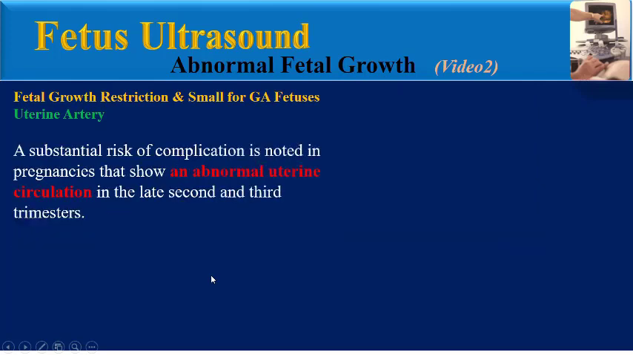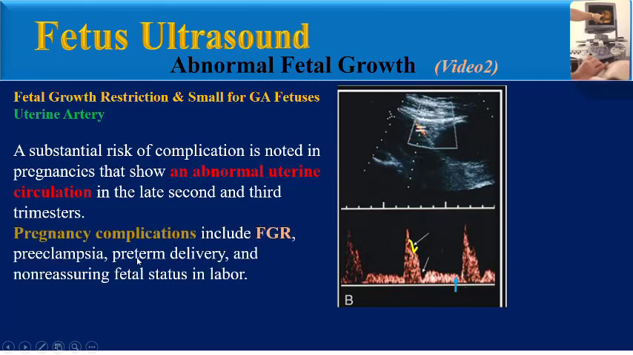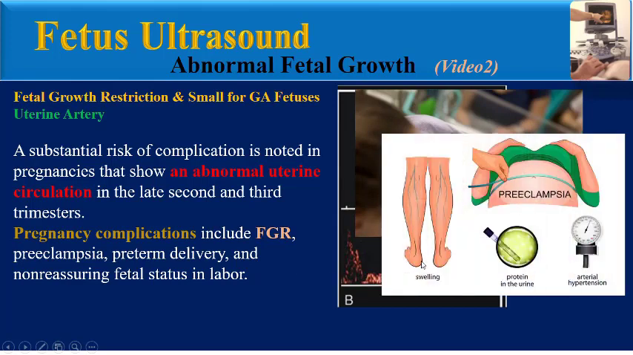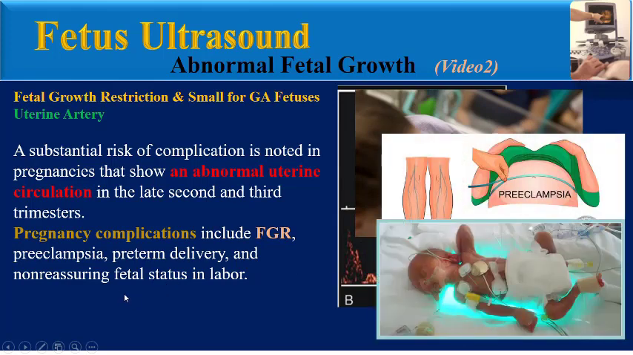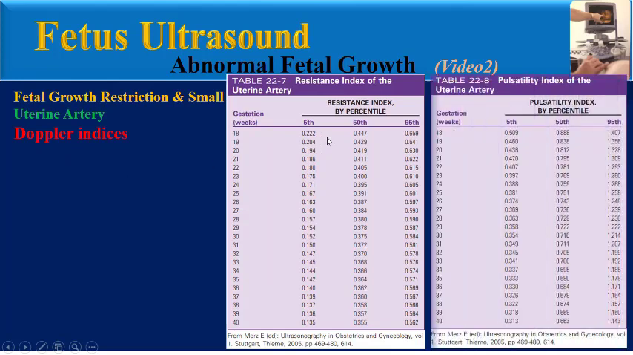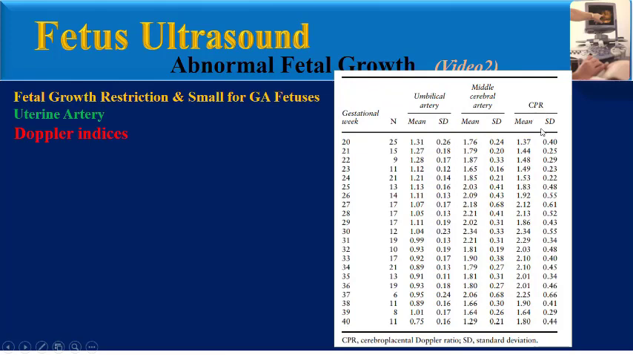A substantial risk of complication is noted in pregnancies that show an abnormal uterine circulation in the late second and third trimesters. Pregnancy complications include FGR, preeclampsia, preterm delivery, and non-reassuring fetal status in labor. Uterine artery Doppler indices, which are important, include resistance index, pulsatility index, and also cerebroplacental ratio.